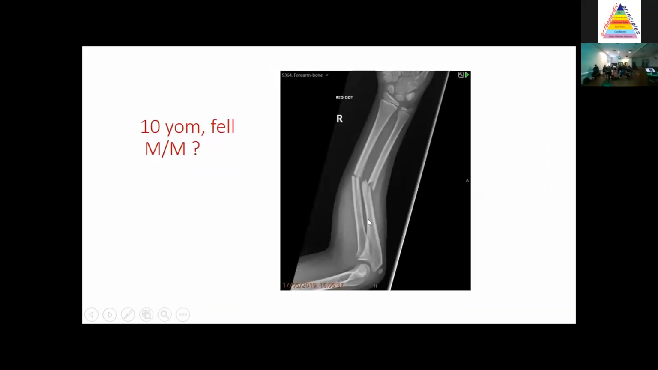Both bones, 10-year-old. So how will you manage? There are no tricks. These are all my x-rays. This is what you get in DGH. This is what you will get. All done, sir. Final operation. So I would consent, I would do a trial closed reduction and manipulation under anaesthetic.